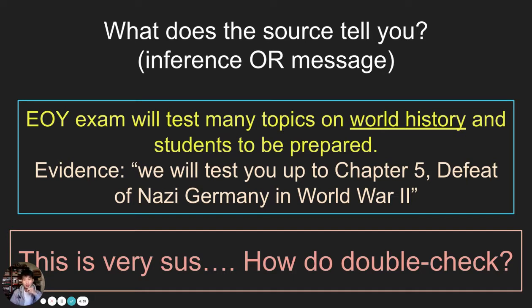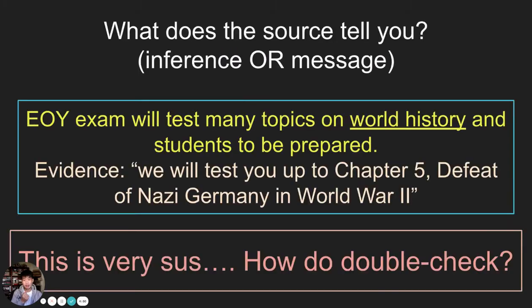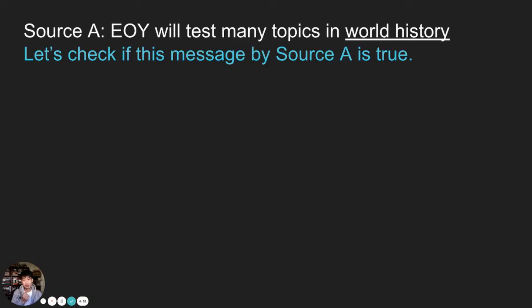So how do I double check what Mr. Seow has told the class? And yes, you might recall what we said in the worksheet already. We can double check using this technique called a cross-reference. So let's take a look.